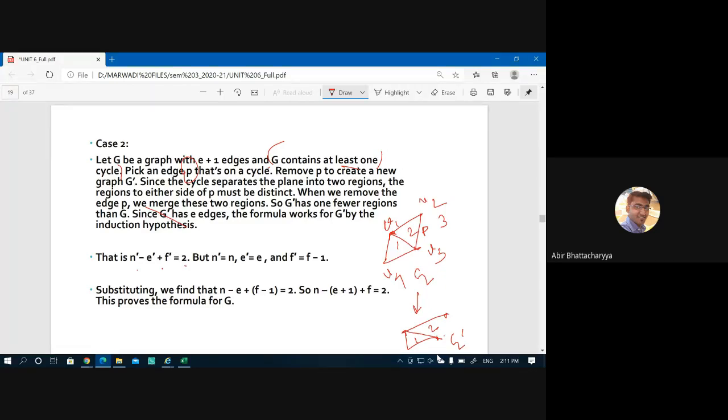Why does it hold true? n' − e' + f'. So what are n', e' and f'? You have to calculate. Let's look at this case. G has a fewer region than G' obviously. G' has e edges.